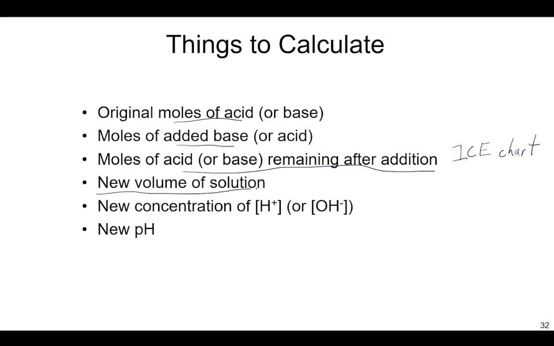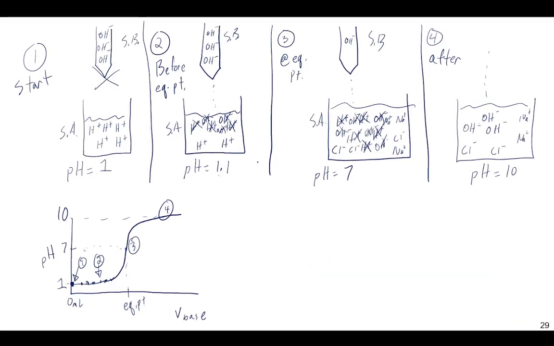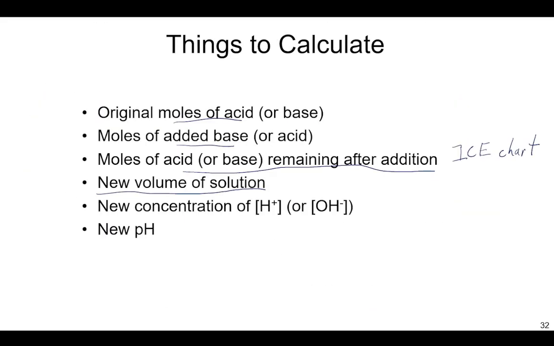We'll also have to worry about how the volume of the solution is changing, right? Because remember, what we're doing here is actually dropping a volume in. And so I guess I should draw this as the volume getting higher and higher because we're adding more and more liquid to the beaker throughout this titration. So we do have to keep track of the volume of the solution and calculate the new concentration at the end of the H plus or OH minus that's still floating around and what the new pH will be.